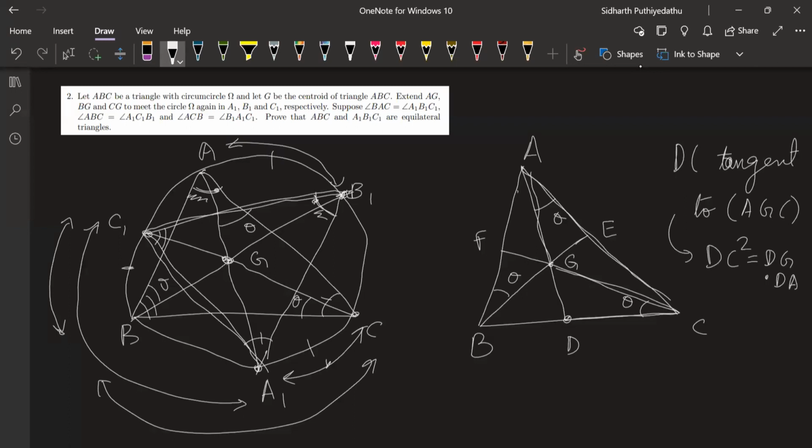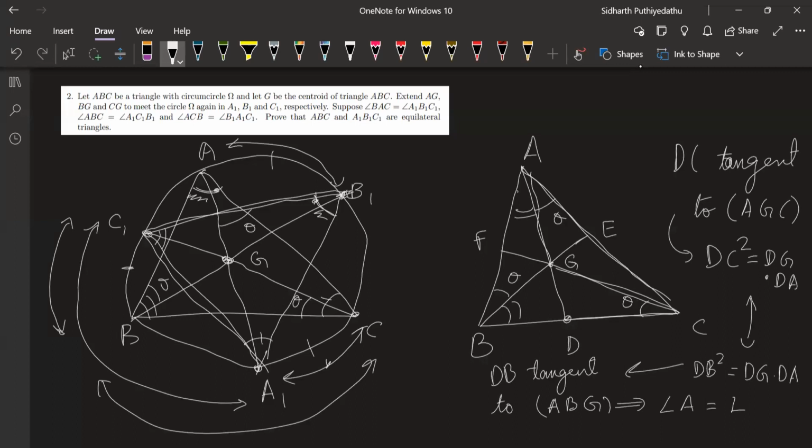But because AD is the median, we already know that DB square is equal to DG into DA. And so because DB is equal to DC, again from lengths we go back to tangency, go back to angles, we get that DB is tangent to ABG. And so this angle is equal to this angle. And from here, we can clearly see that angle A is equal to angle B.